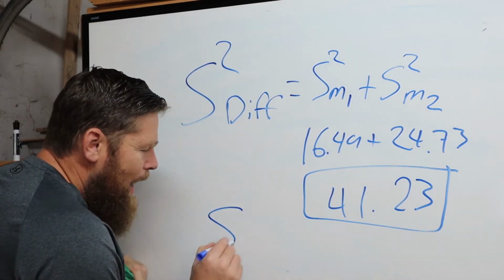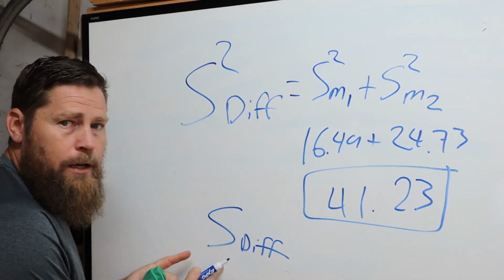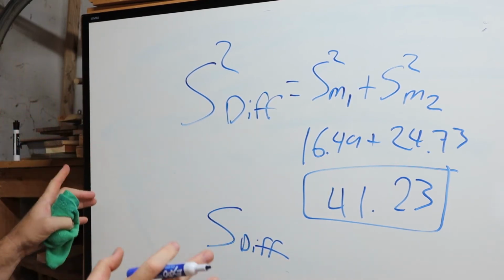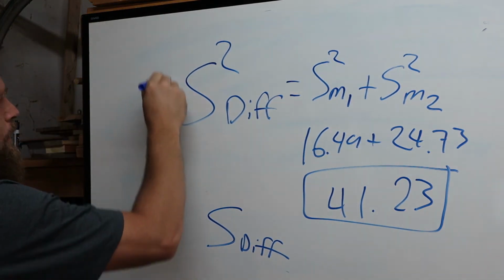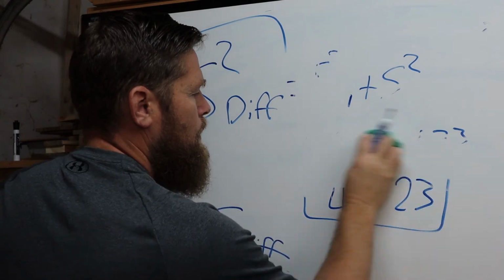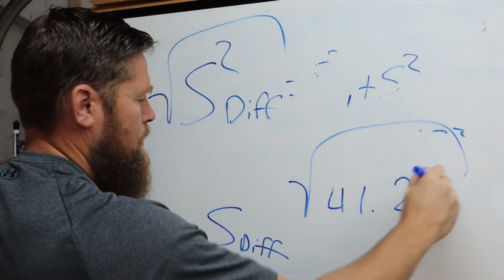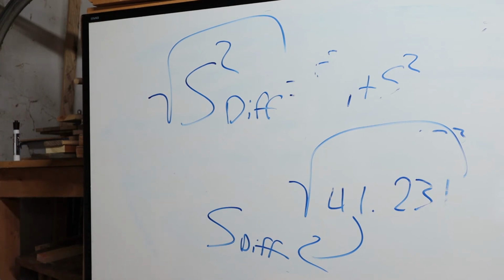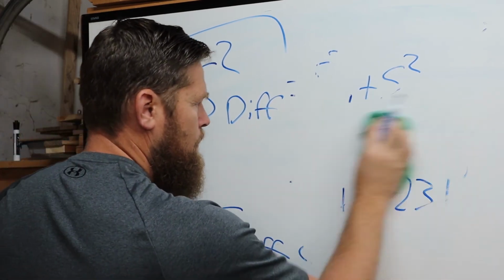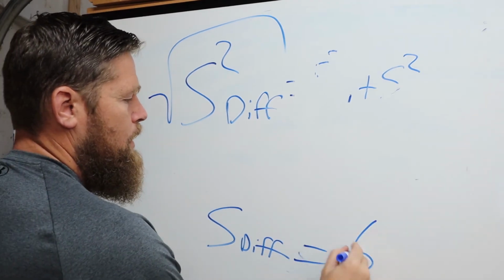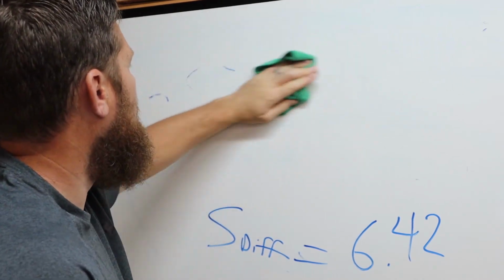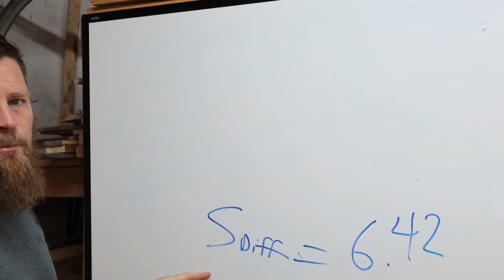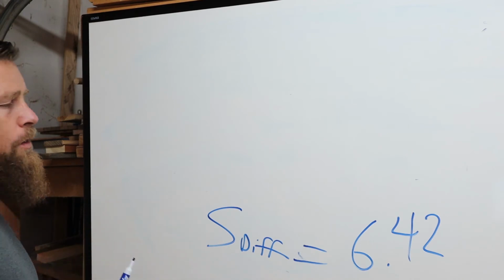But we actually need S diff, which is the average amount an individual group will differ from the mean of its group when we have these two groups. So now to create S diff from S2 diff, we take its square root. So the square root of 41 equals that. And that is 6.42. Now we have everything we need to calculate a t-value that we can then compare to our t-critical. See you in a second.